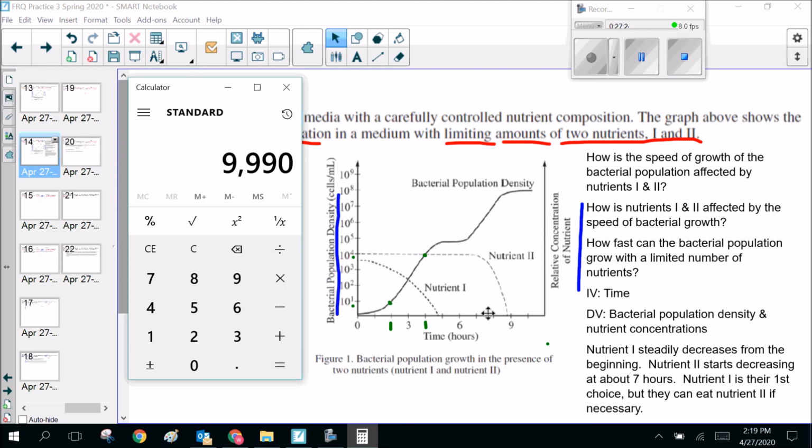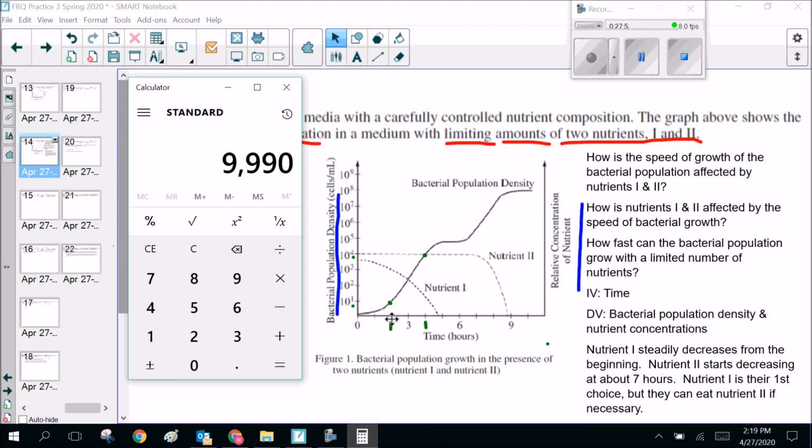Now, this is where I also messed up before. I'm so sorry, guys. When I was doing the live session, I completely messed this up. So 10 to the 4th minus 10 to the 1 is not 10 to the 3rd. Sometimes I'm really disappointed with myself. So this gives us 9,990. Okay, so 9,990 is what we get. That's how much we changed in terms of bacterial population density.